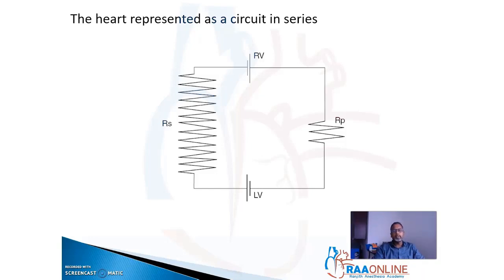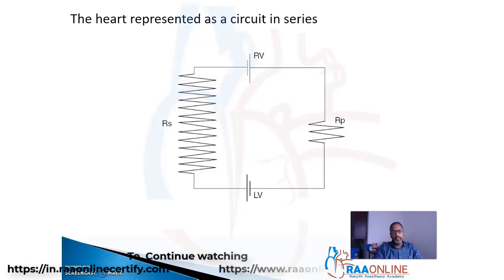So your right ventricle ejects blood into the pulmonary artery, which is oxygenated in the lung, which is returned to the LV, then being ejected into the systemic circulation. So the circuit is in series.